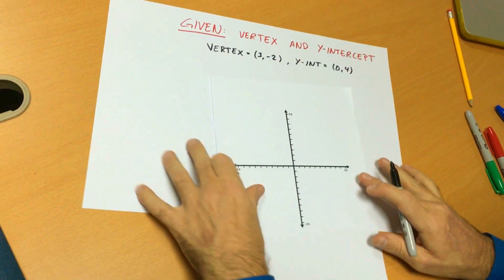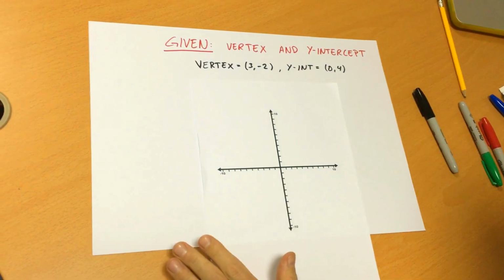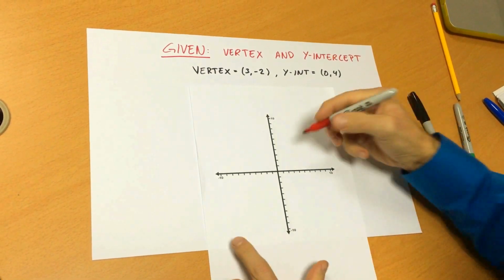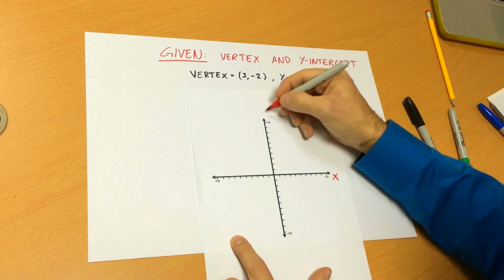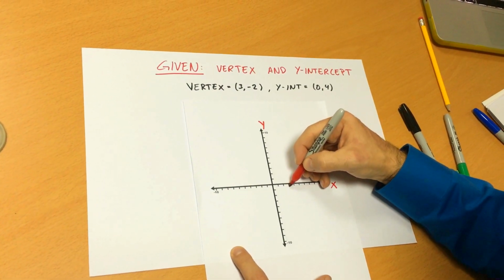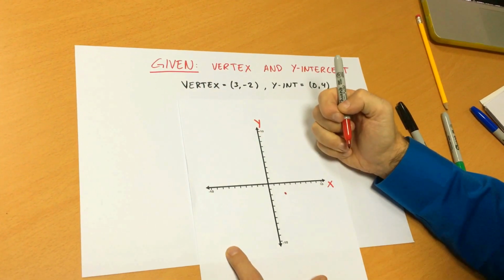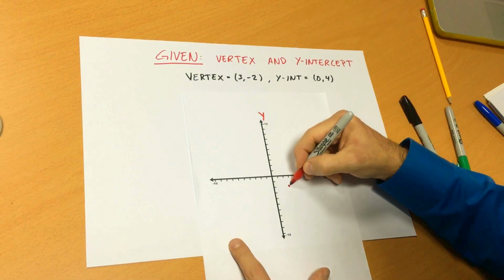Let's go back to our little coordinate system here. So vertex is (3, -2). So x is equal to 3, this is x here, and this is y. x is equal to 3, 1, 2, 3, -2, I go down now, down into the ocean. So here somewhere, okay?